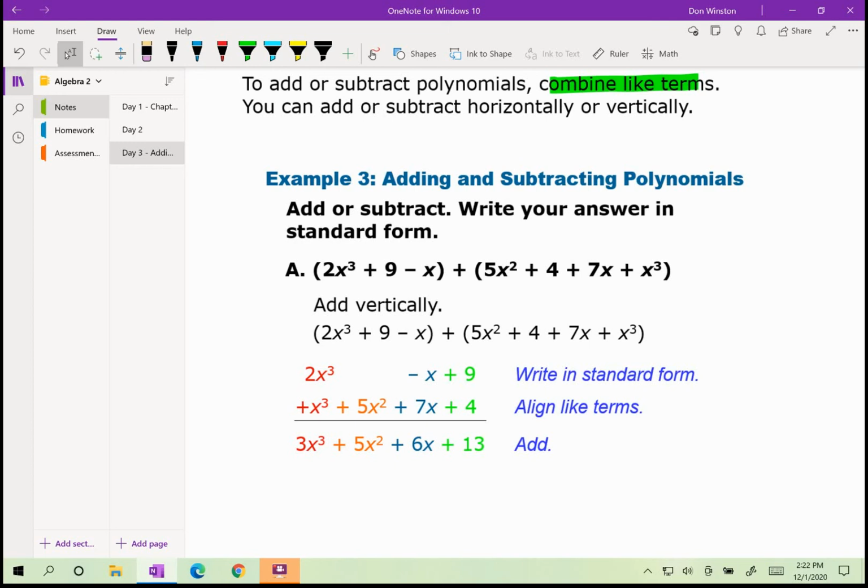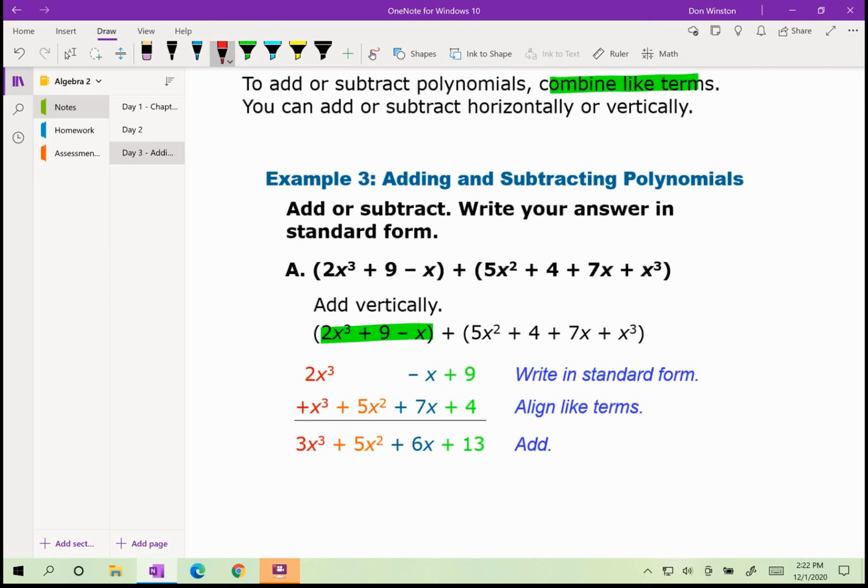But here we have two polynomials. We have a cubic trinomial, 2x cubed plus 9 minus x, and then we have a cubic polynomial, 5x squared plus 4 plus 7x plus x cubed. When we add vertically, we always want to put each polynomial in standard form. So how do we add vertically? We take the polynomial 2x cubed plus 9 minus x, and we'll write it in standard form. So we have 2x cubed.